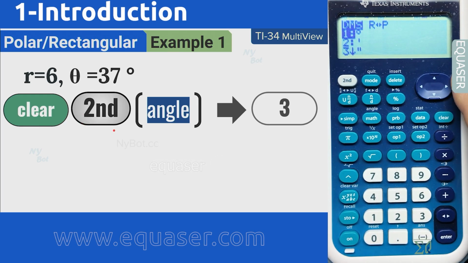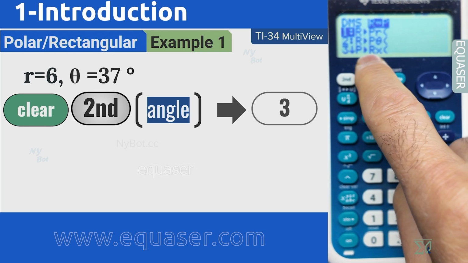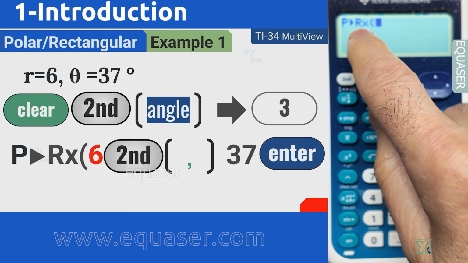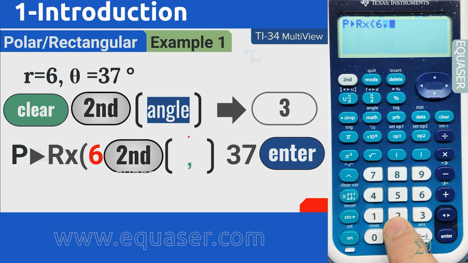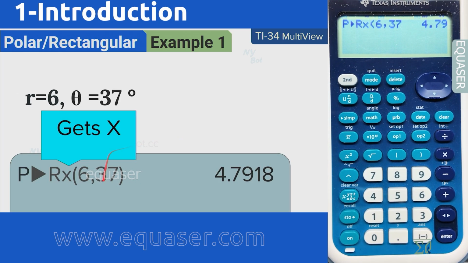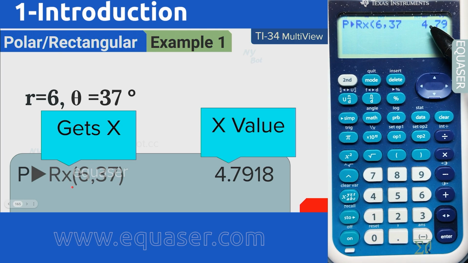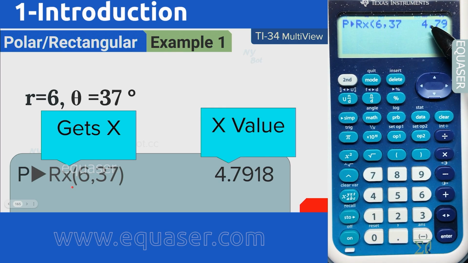Now, clear. If it's not clear, we just press clear. Second function, angle, move to the right, and then 3, because it's polar to rectangular and we want to get x. Now we enter 6 and then comma, 37: second function, comma, and 37 and enter. We got the answer. This says get x and this is the x value.